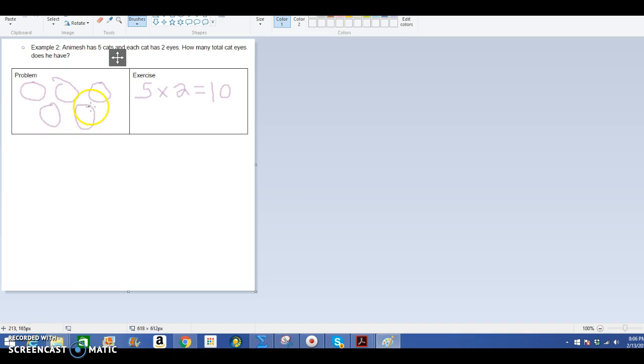So again, I resort to that draw picture. Each cat has 2 eyes. So I draw the picture, and then I count, and perhaps I do a little bit better than just counting by ones, and I use some skip counting. So I say 2, 4, 6, 8, 10, and I have my answer of 10.